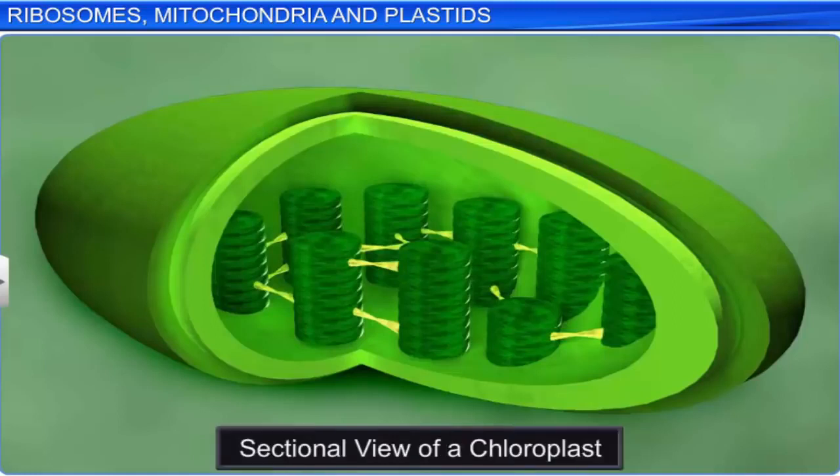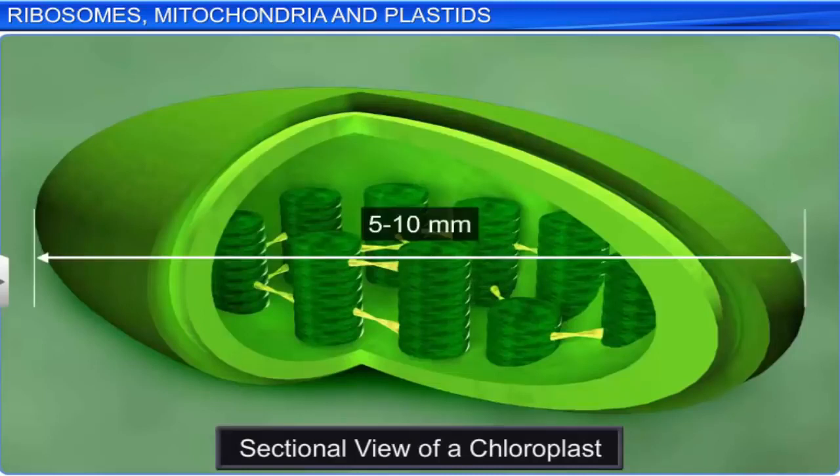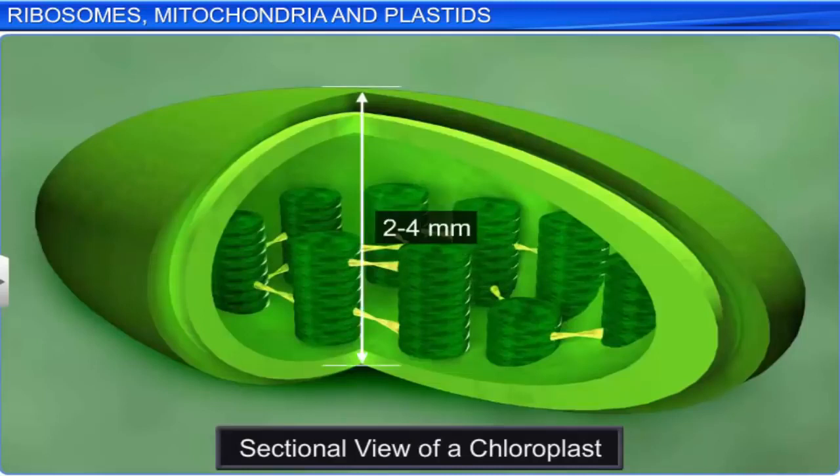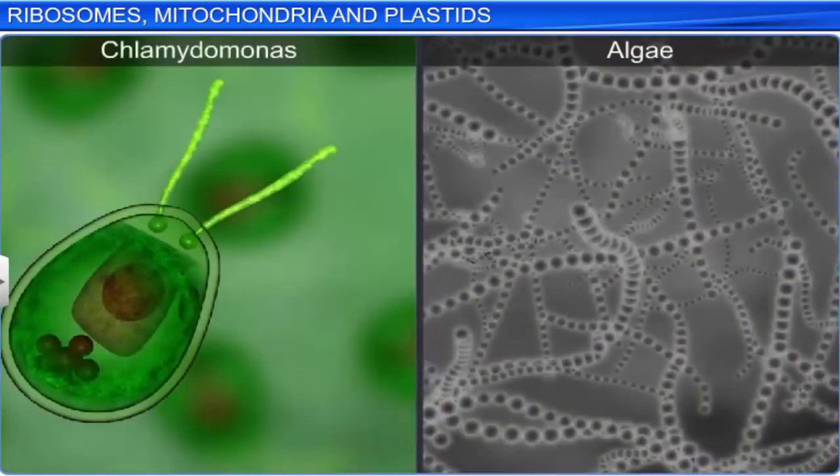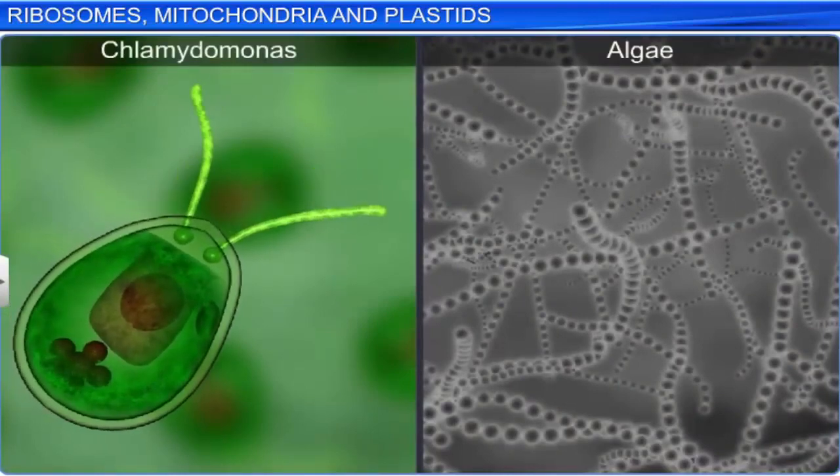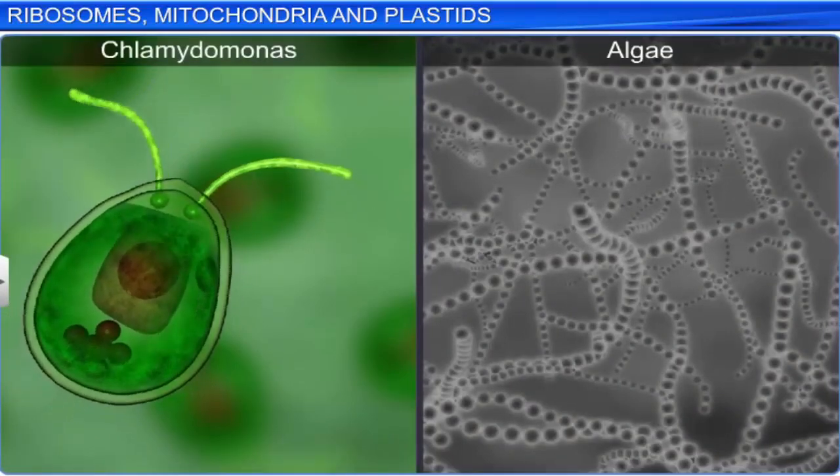Found mostly in the mesophyll cells of the leaves, chloroplasts have a length of 5 to 10 millimeters and a width of 2 to 4 millimeters. A cell can contain a single chloroplast, as seen in Chlamydomonas, or multiple chloroplasts, as seen in a green alga cell.